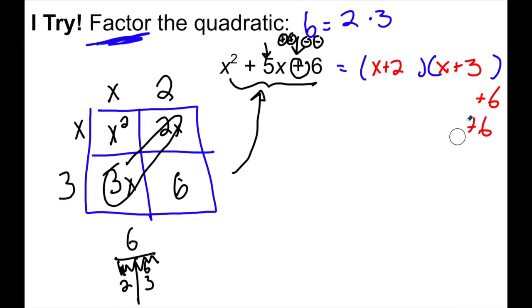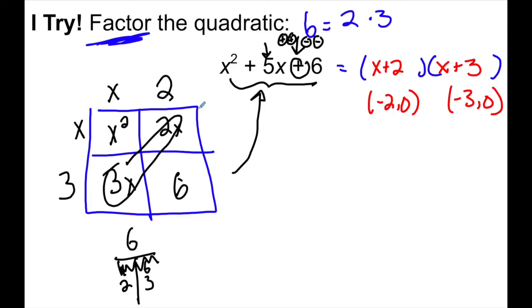Now, let's say I wanted to figure out what would make this 0. So what are my x-intercepts? Well, what plus 2 is 0? That would be -2. What plus 3 is 0? That would be -3. Okay, so I hope this example made sense.